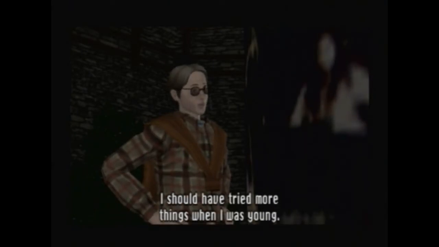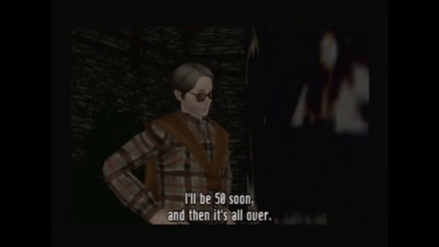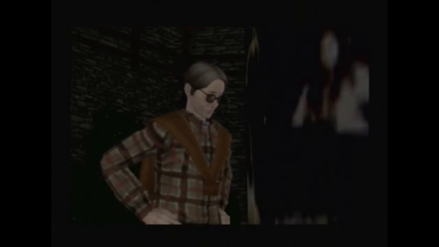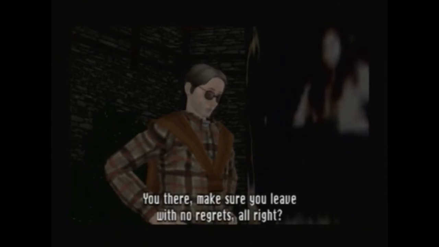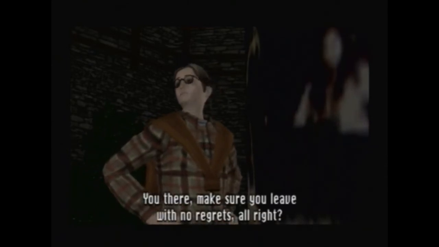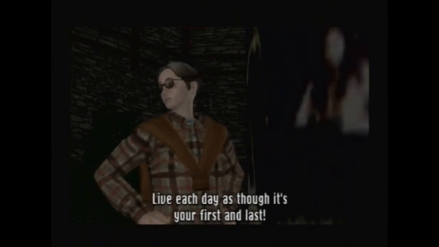Oh, I should have tried more things when I was young. I'll be 50 soon, and then it's all over. Life is short. You there, make sure you leave with no regrets, all right? Live each day as though it's your first and last.